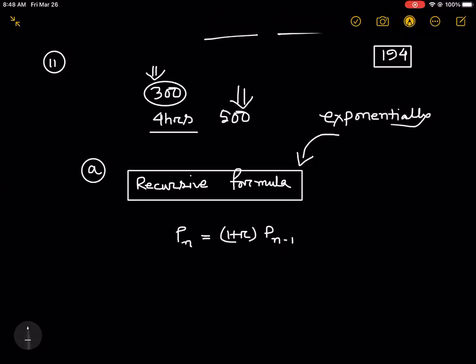Anyone? That should be a pretty straightforward one. We started with this number of bacteria. So what should it be? P0. P0, exactly. So it's the initial population. It's P0, right?